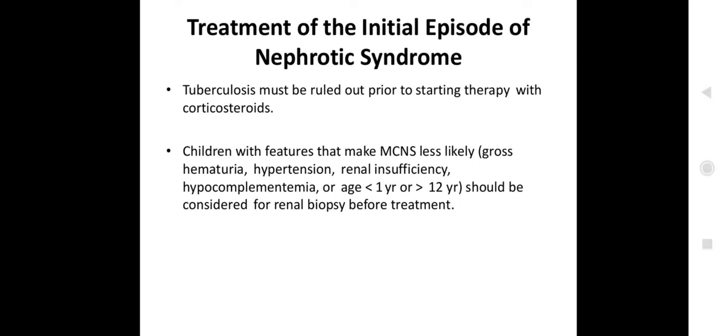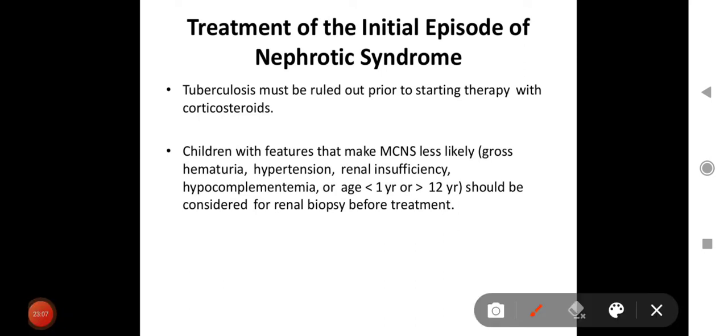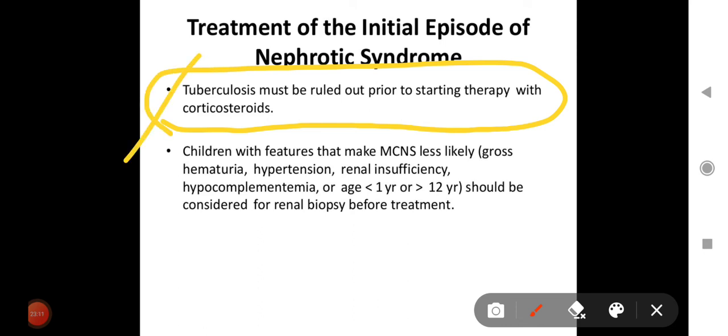Now, what should be the treatment of initial episode of nephrotic? Tuberculosis must be ruled out prior to starting therapy with corticosteroids. This is very, very, very important. Don't directly jump to corticosteroids in your answer during Viva. If the examiner asks how you will manage the case of nephrotic, you have to mention this point that tuberculosis is to be ruled out. And how will we rule out tuberculosis?